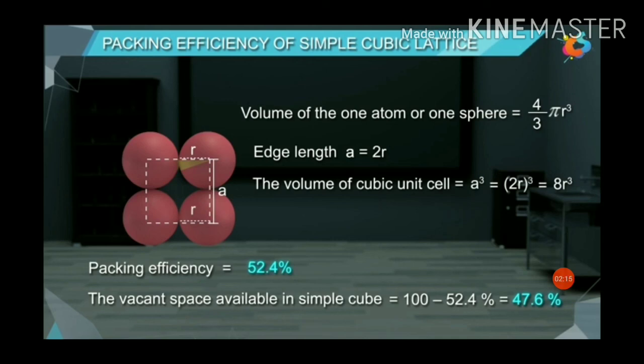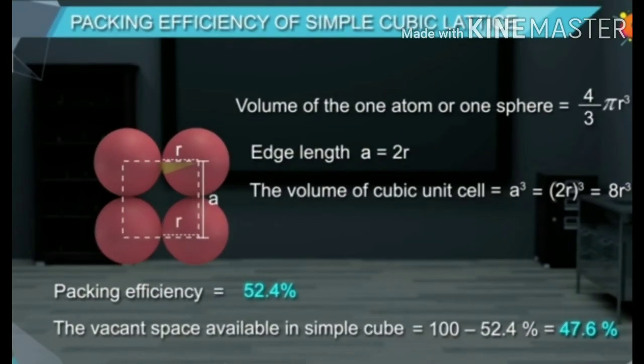The vacant space available is equal to 100 minus 52.4%, which is equal to 47.6%. That means in simple cubic lattice, 52.4% of the space is filled by particles and 47.6% is vacant space.